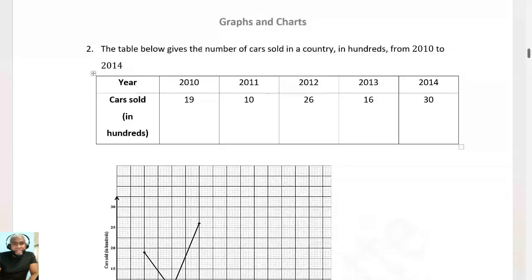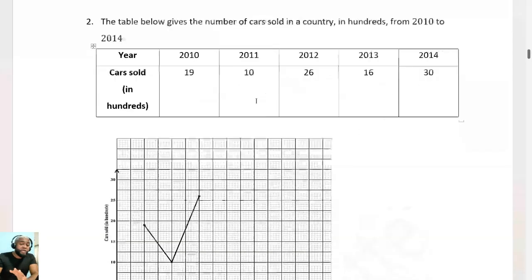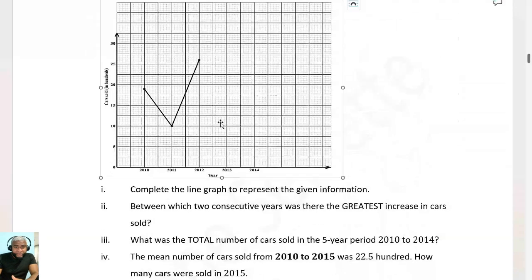The table below gives the number of cars sold in a country in hundreds from 2010 to 2014. So the number of cars sold would be 1000, 2600, 1600, and 3000. But they just told you it's cars sold in hundreds, and they give it as 19, 10, 26, 16. We go into the graph now. Let me see if I can make it bigger.